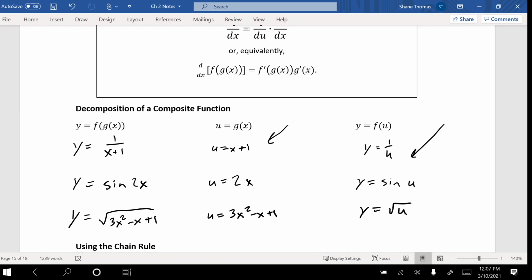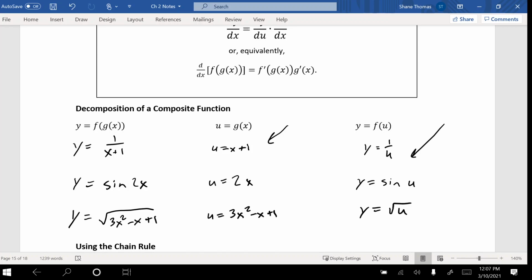So I just simplified the function. I took that first thing and said, I'm going to treat it like a square root, and set aside the junk. Second one, I'm going to treat this as a trig function, set aside the junk. First one, I'm going to treat it as just a basic fraction, set aside the junk. All right?